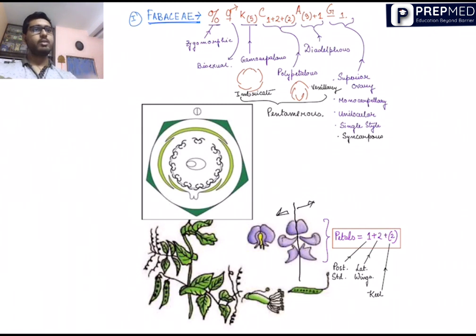Zygomorphic, bisexual, gamosepalous, polypetalous, diadelphous. Superior ovary, monocarpellary, unilocular, single style, syncarpous. This is the floral formula. How will you identify it? By this arrangement. This is called the vexillary arrangement of petals, which is very unique. As I had discussed, 1 plus 2 plus 2.